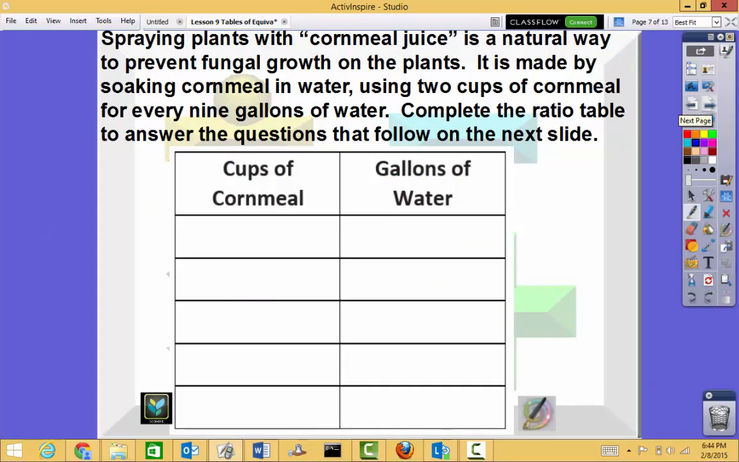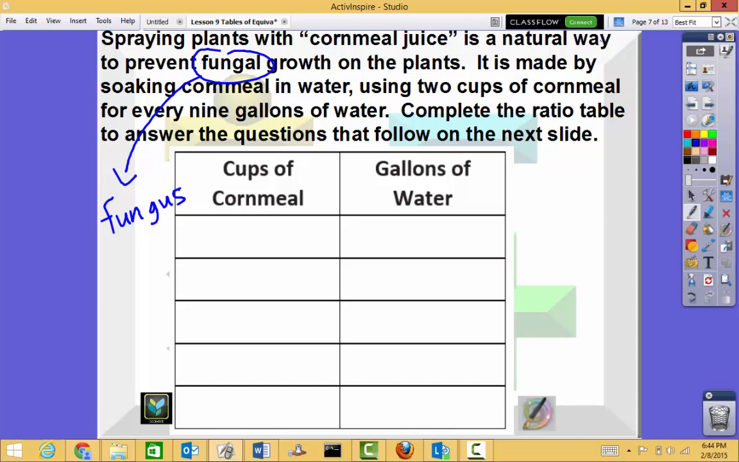So here's another table. Spraying plants with cornmeal juice is a natural way to prevent fungal growth on the plants. If you'll notice, this word fungal, it's my base word. It's actually related to the word fungus. So fungus is that pretty nasty stuff that grows on food that we don't want to eat. It's kind of like a parasite.